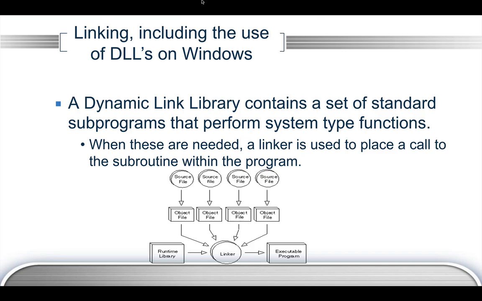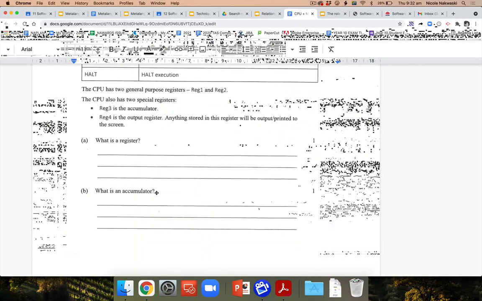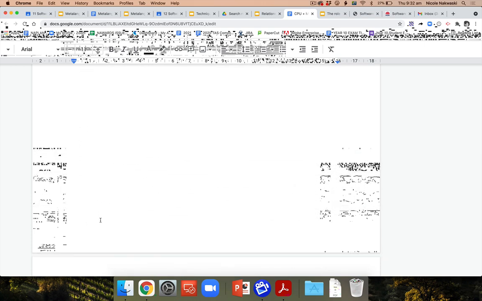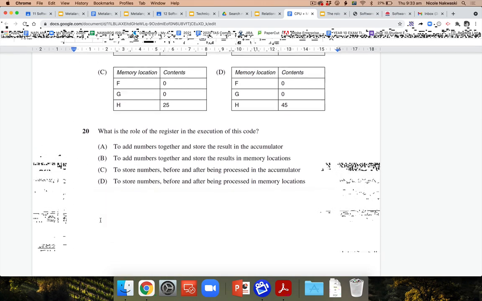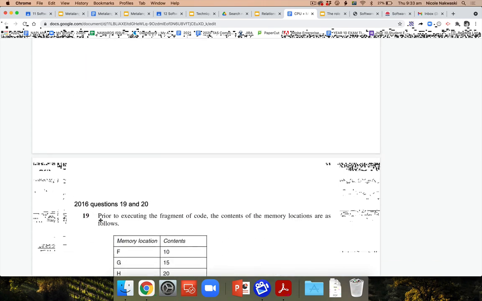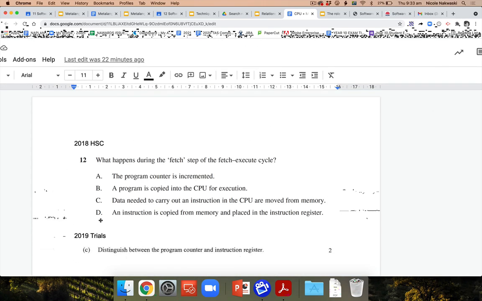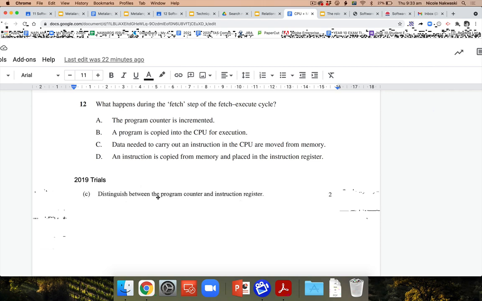So let's go back and have a look at some of these questions. Things that you should be able to answer now. What is a register? What is an accumulator? Should be pretty straightforward, pretty easy. Another question that should be pretty straightforward is these two. What's the difference between a program counter and an instruction register? Should be able to answer that. What happens during the fetch step of the fetch execute cycle?